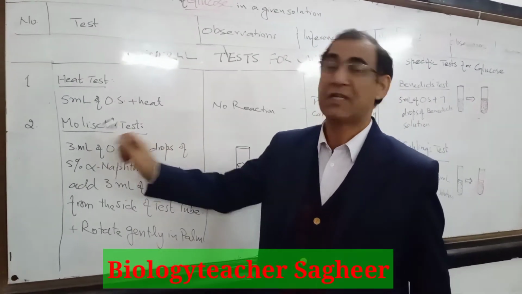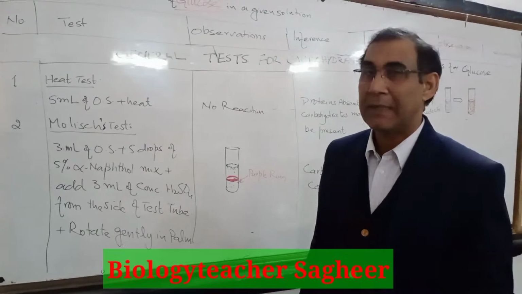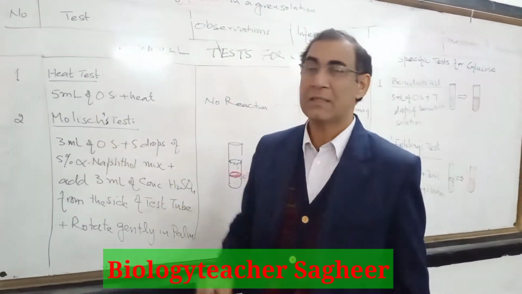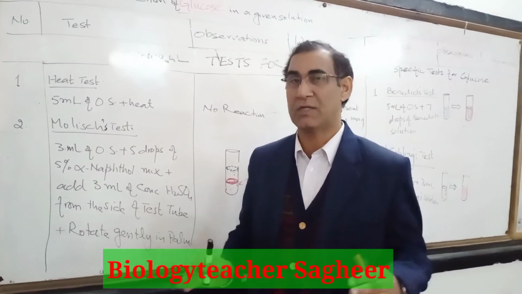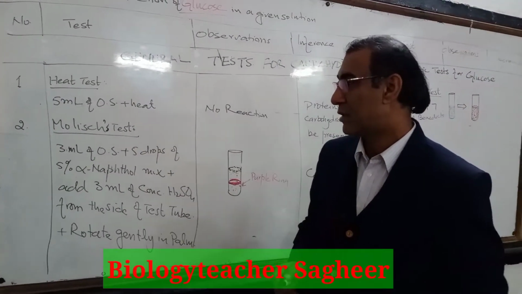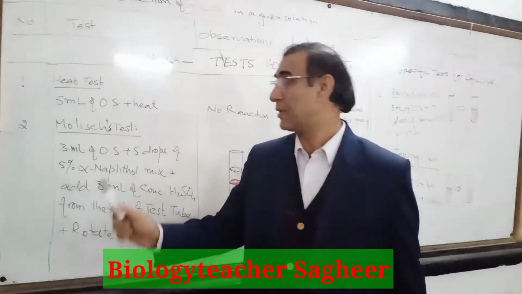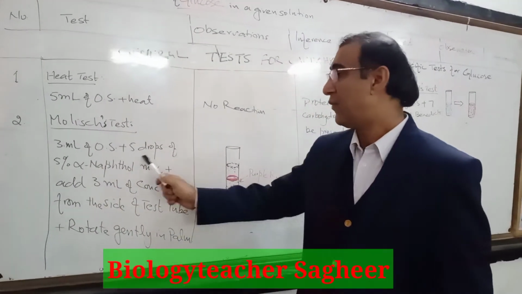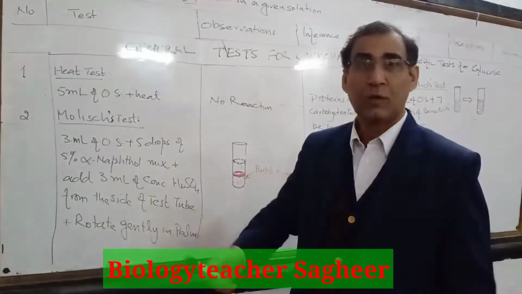That is the Molisch test. I told you people inside the lecture. The Molisch test is given the name after Hans Molisch, who was an Austrian biologist. Okay, you have to take 3 ml of original solution and 5 drops of alpha-naphthol. You have to mix it.